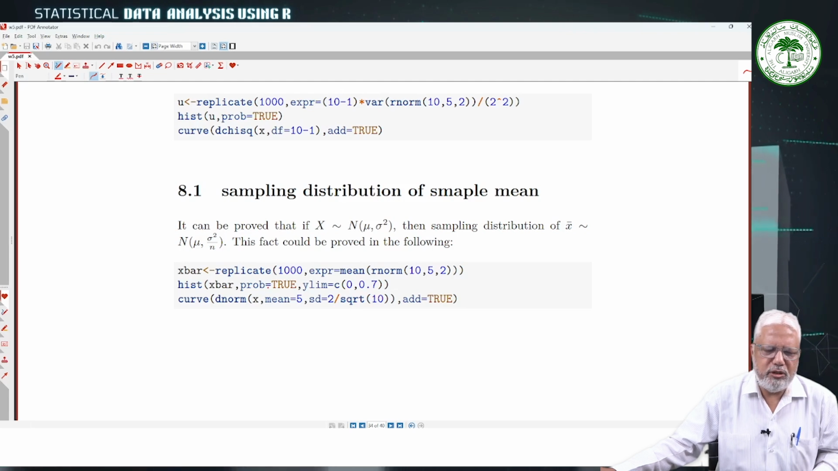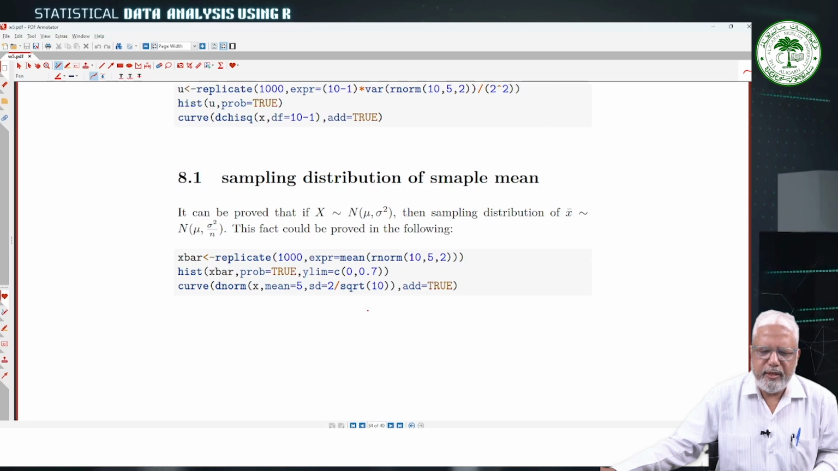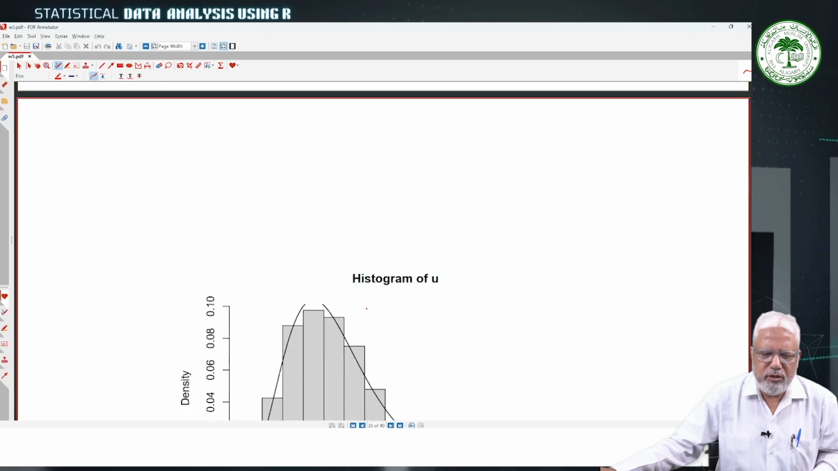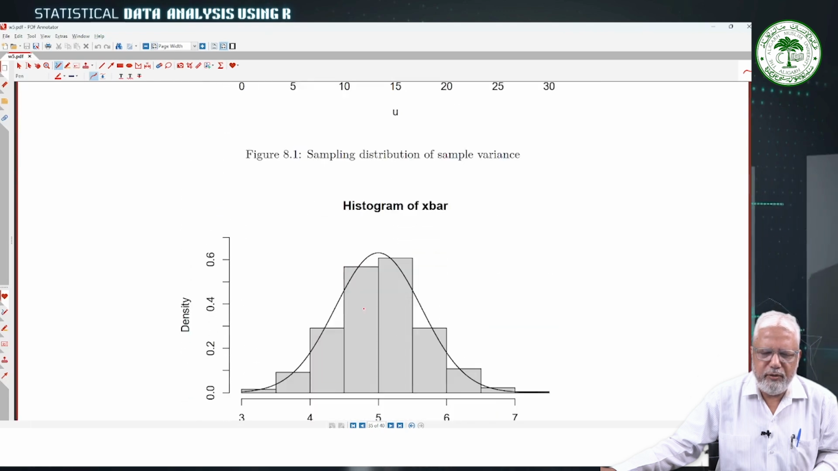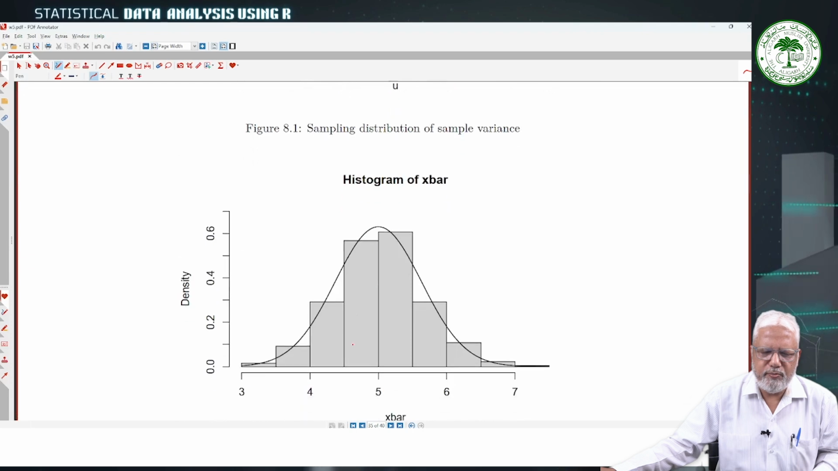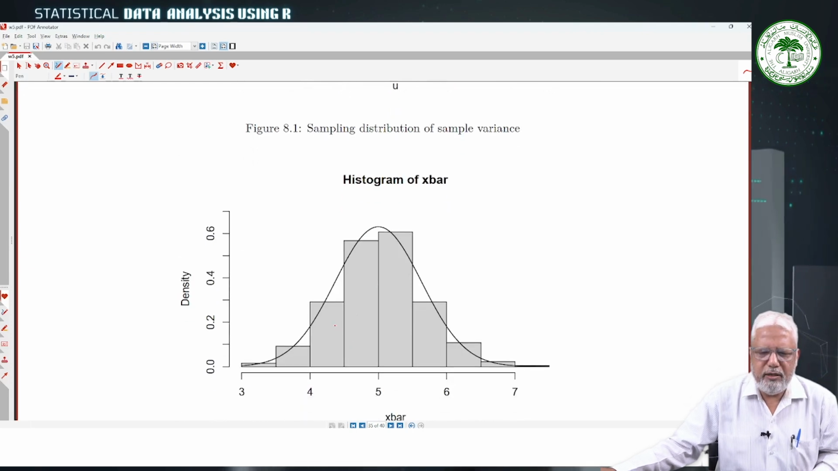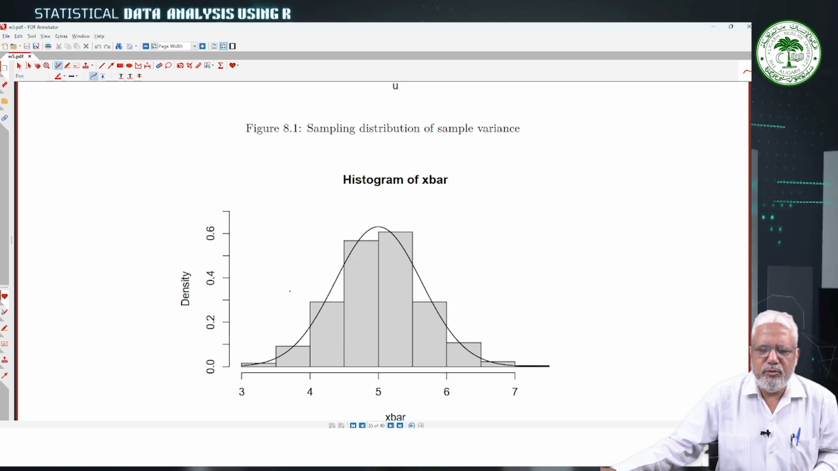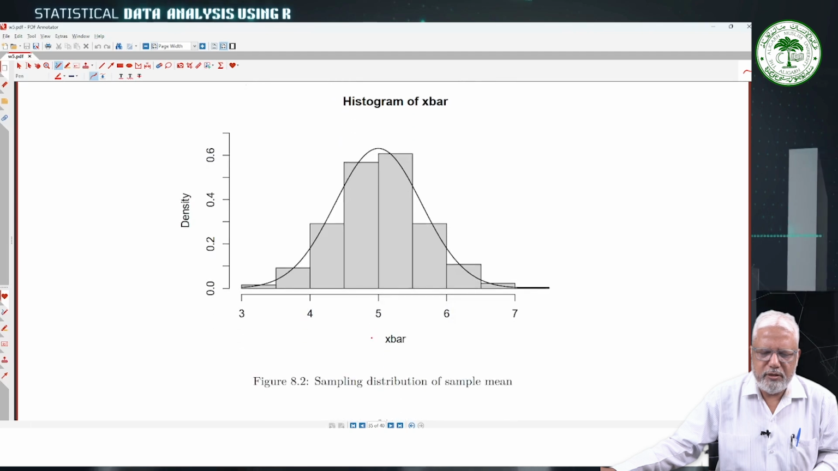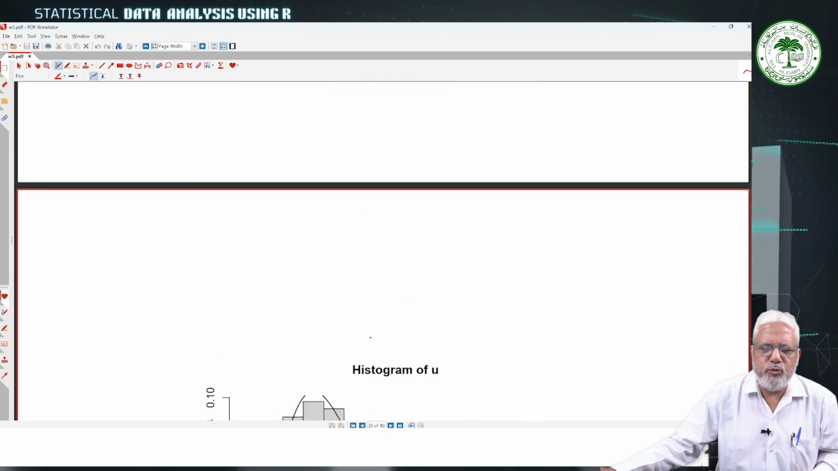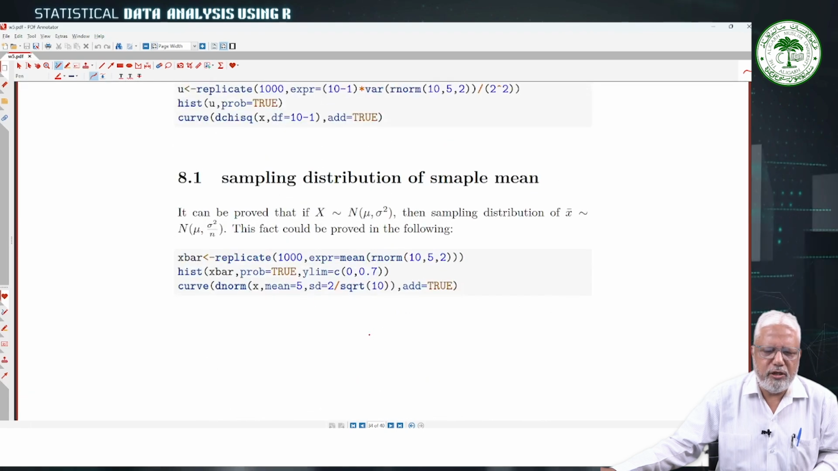So, this is the SD, and this is nothing but the standard error of the mean. We are getting this result and the graph here, the histogram of X bar. See, both the simulation and the histogram are matching. So, that means our simulation is correct. We have proved this great result also.